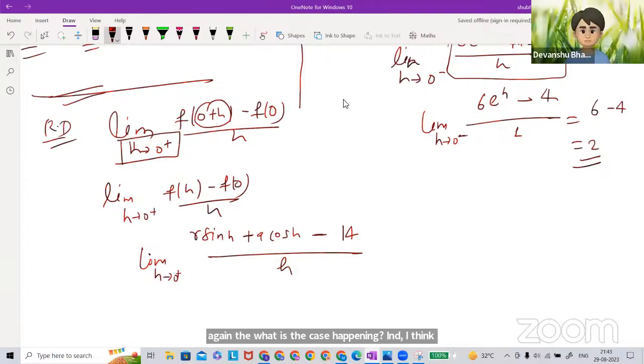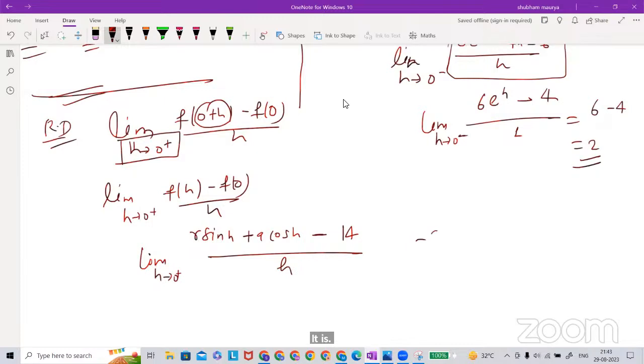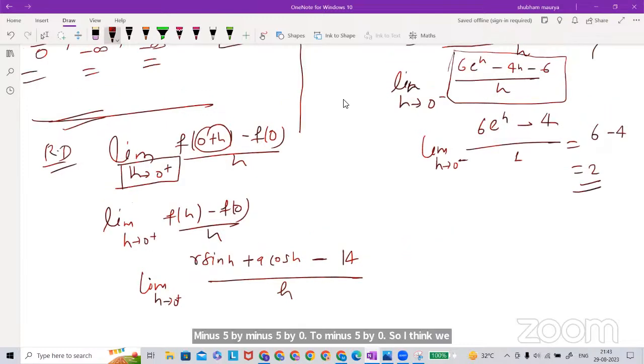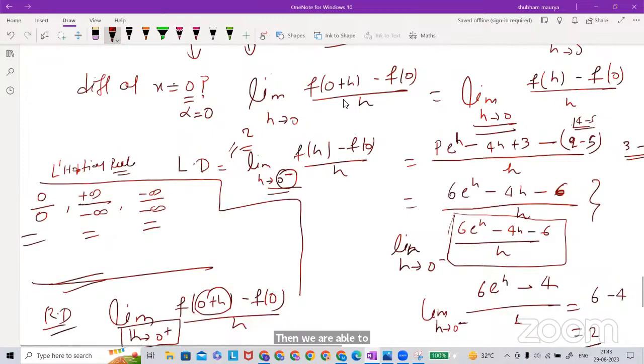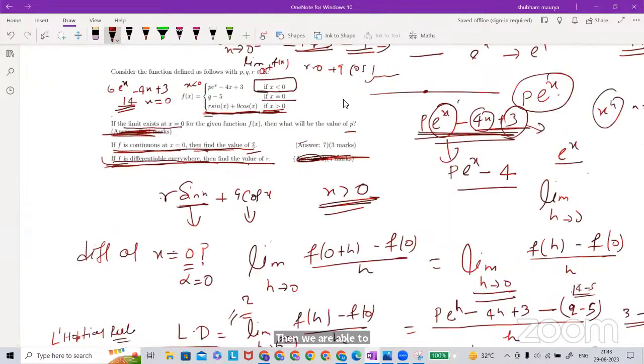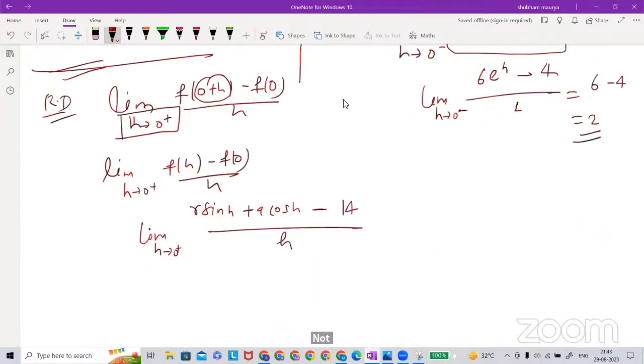Sir, minus 5 by 0, that will be the answer here if we substitute 0. Oh, minus 5 by 0. Okay, minus 5 by 0. So I think we are missing something. So I think we have to differentiate it. We have to differentiate it. No, but here it is not the 0 by 0 form that is happening.